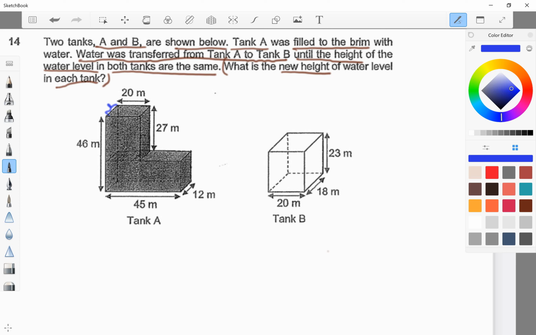As you can see at the bottom, there's this 12 meters. This top part is actually 12 meters, and this is what I will need to use later. And what about the height over here? The height over here is actually 46 subtract away 27, and that will get us to 19. So that is something that we have to work out later as well. So let me find out the chimney first.